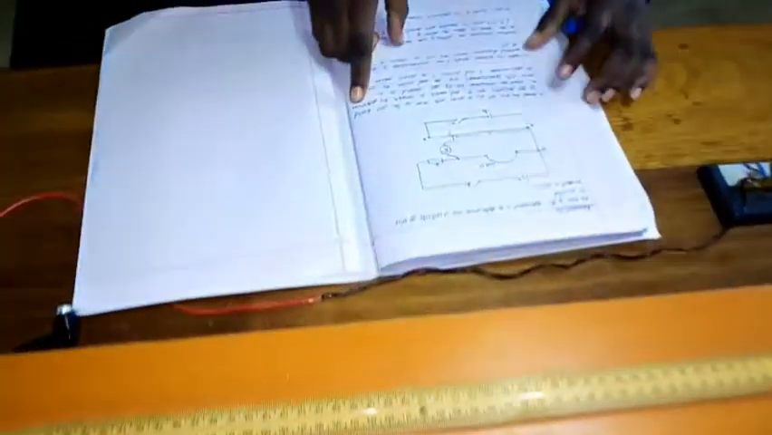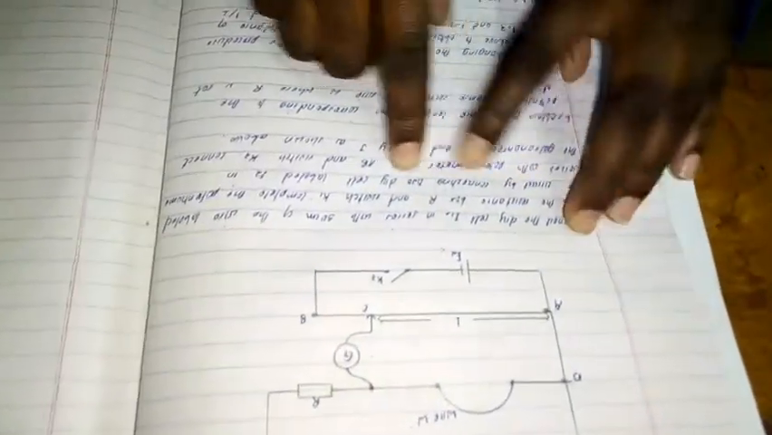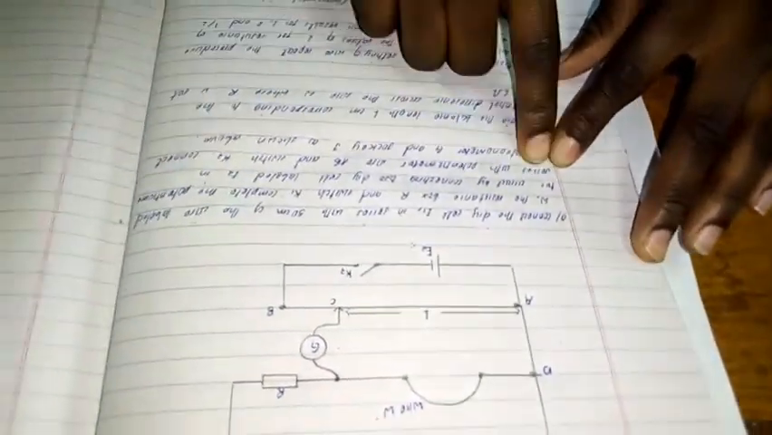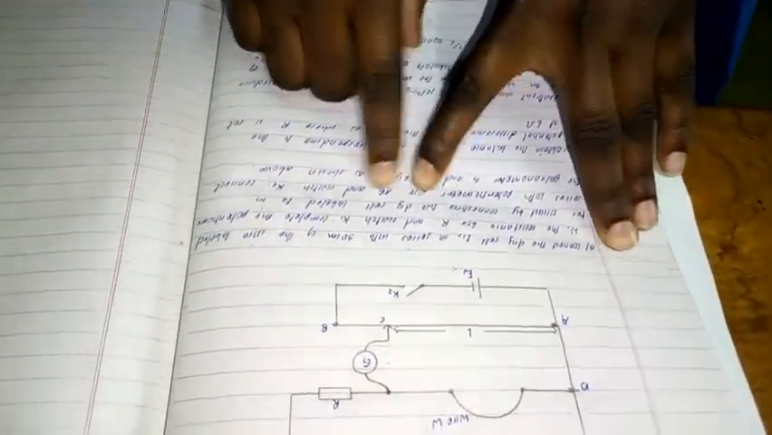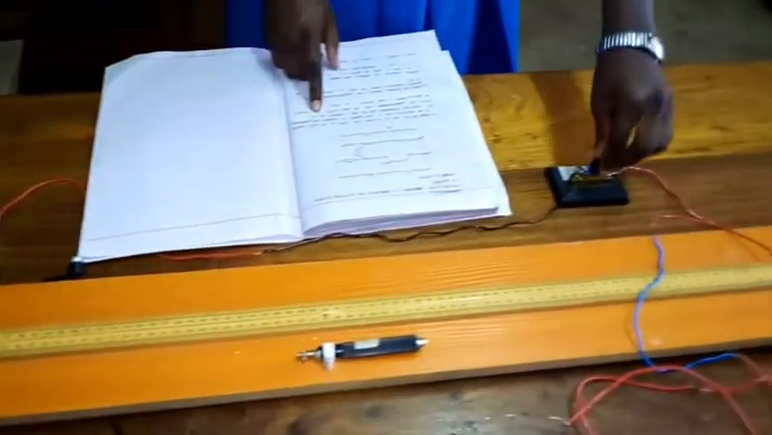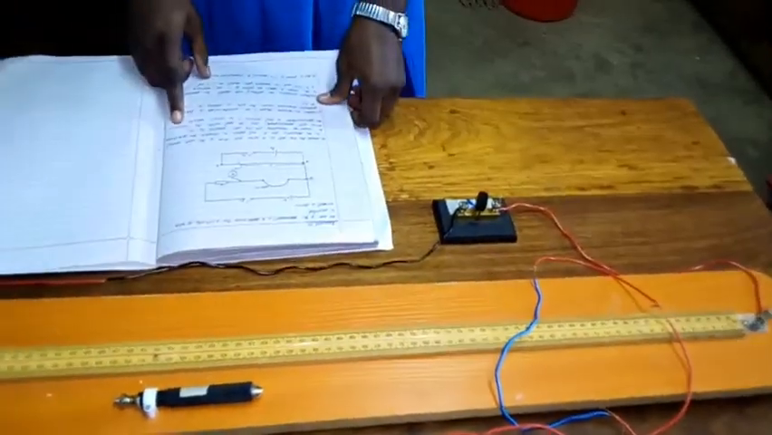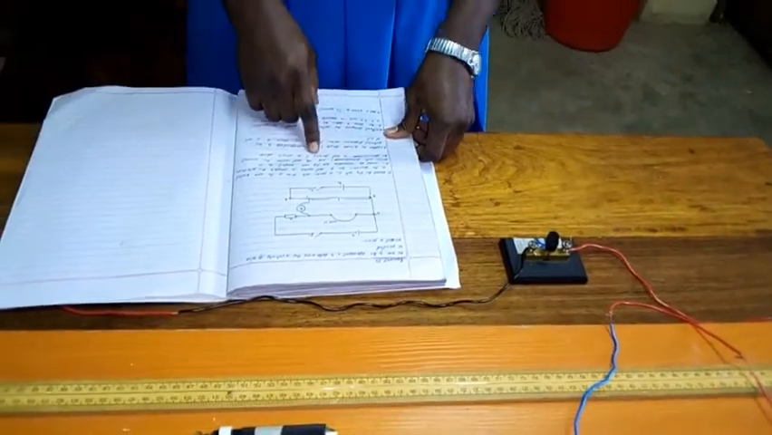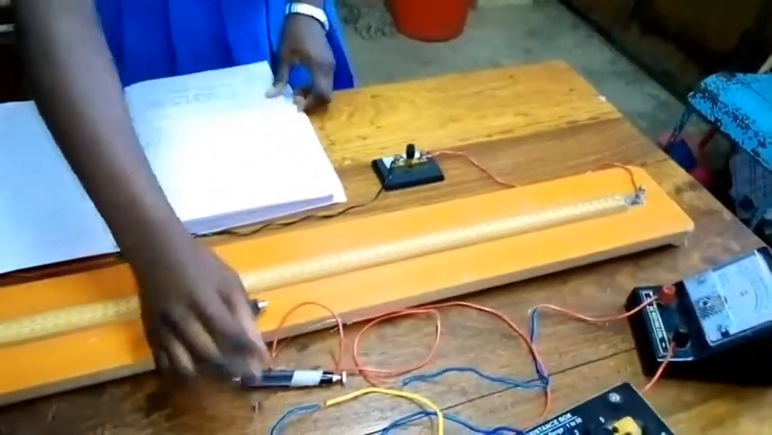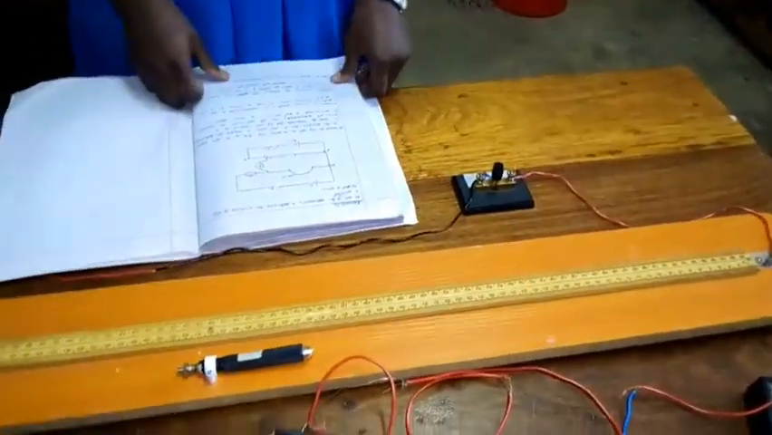Complete the potentiometer circuit by connecting the second dry cell labeled E2. Here is our E2, cell 2. E2 in series with potentiometer wire AB. Here is our A, here is our B, AB. And switch K2. This one is switch K2. Connect the galvanometer G and jockey. Here is our galvanometer, and this one here is our jockey, as shown in the circuit.